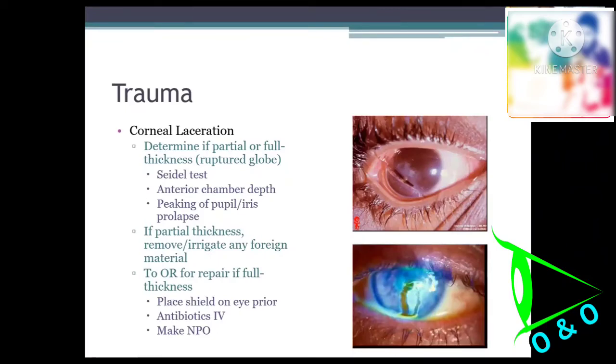But if it's something more complicated than what you can do at the slit lamp, you want to take them to the OR. Definitely want to take them to the OR if it's a full thickness laceration. So you want to place a shield on the eye prior, just so no one else or the patient will be able to bump their eye. You might consider IV antibiotics and making them NPO in preparation for surgery.